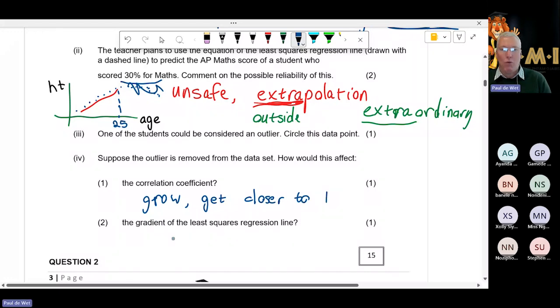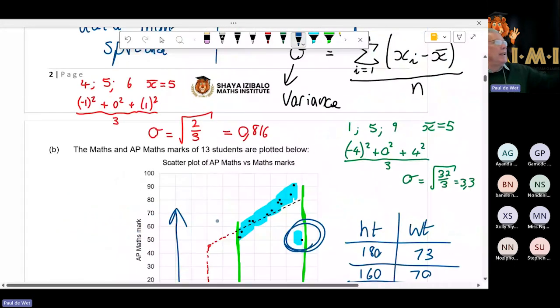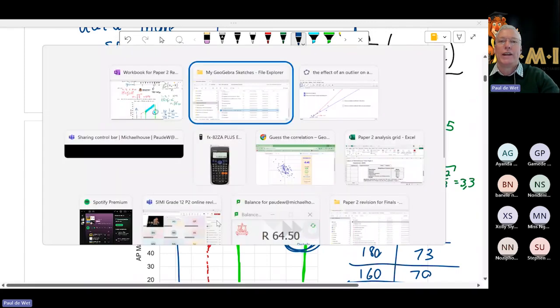All right. And what will happen to the gradient? Will the gradient increase or decrease if we take that point out? Guys, it will increase. That point is almost pulling the line down a little bit. Okay, I'll show it to you on here again.